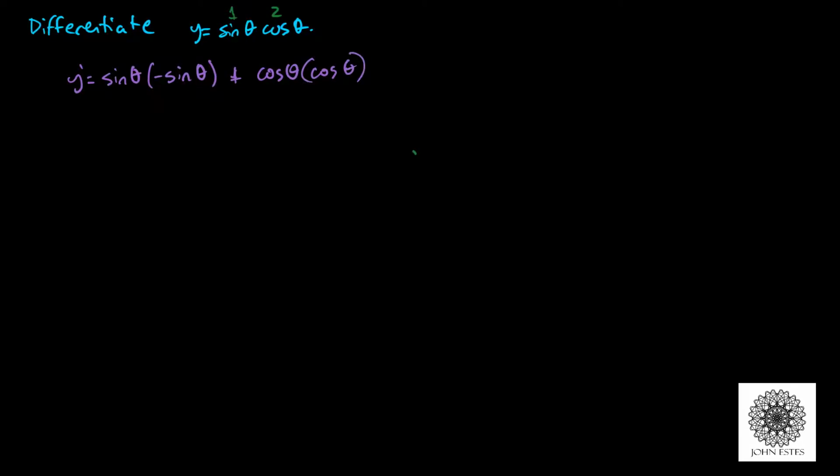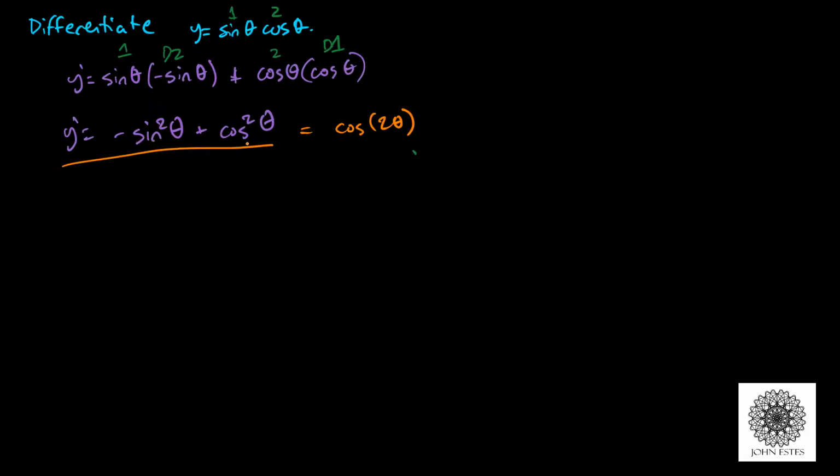Okay, so again, identifying my parts here, that's 1 d2 plus 2 d1. And y prime then becomes negative sine squared theta plus cosine squared theta. That's so close to being 1, but it's not, because sine squared plus cosine squared is always 1, but here we have a negative sine squared. But if you want to be clever, I do remember that cosine squared minus sine squared is actually the same thing as cosine of 2 theta. But I think this is probably what people are looking for.